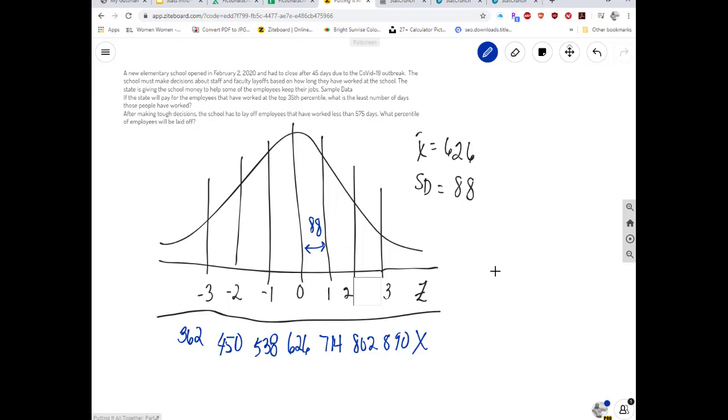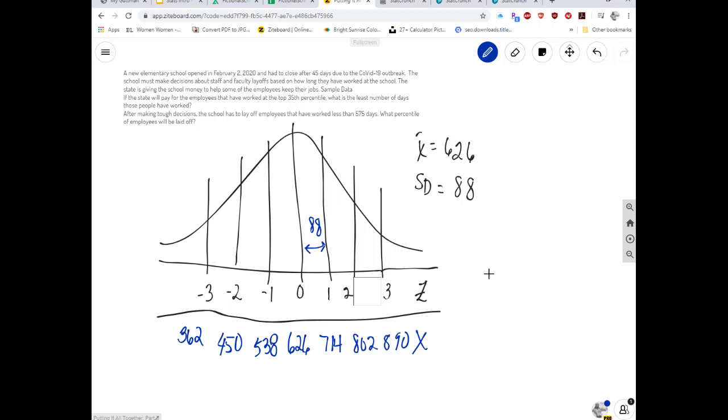I'm all set up. What did I do? Let's just quickly review this. Number one, I checked for normality. After I was sure it was normal, I grabbed my mean and my standard deviation and I started drawing out my model. Okay, now I have an idea of what's happening here.